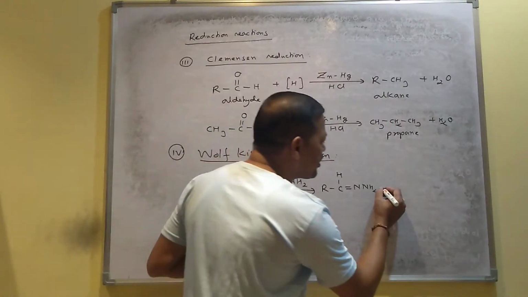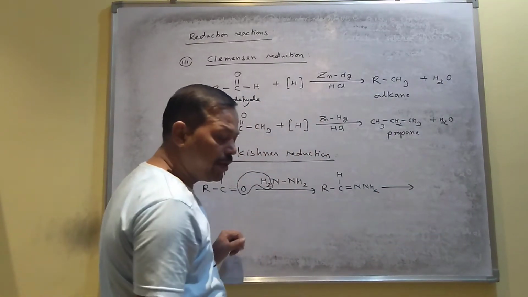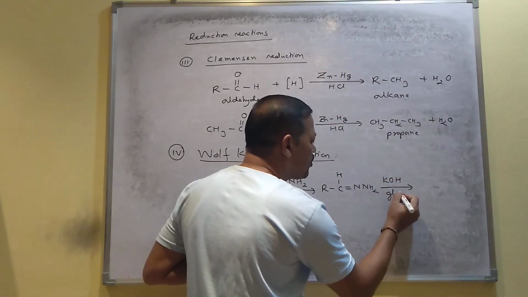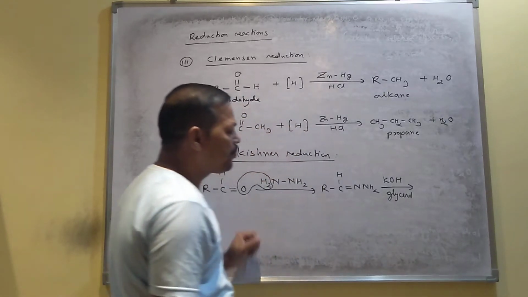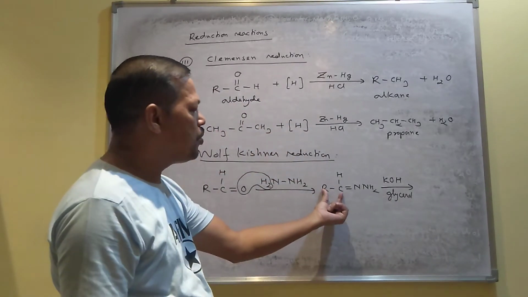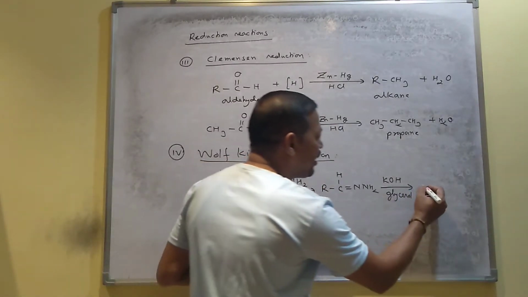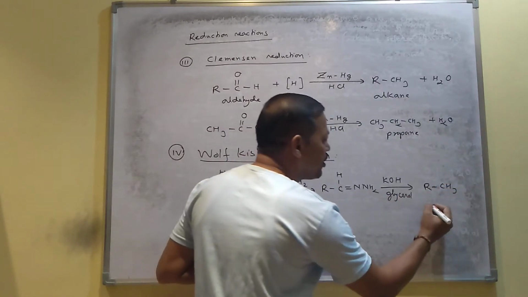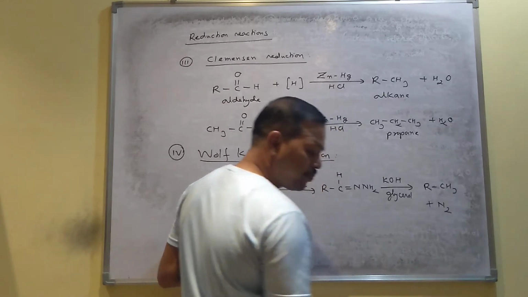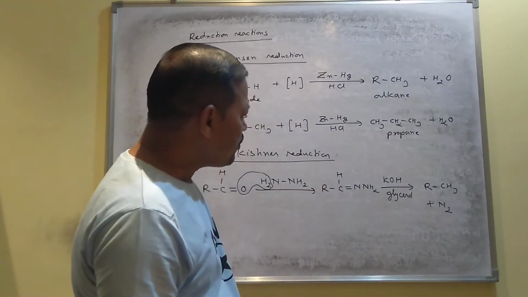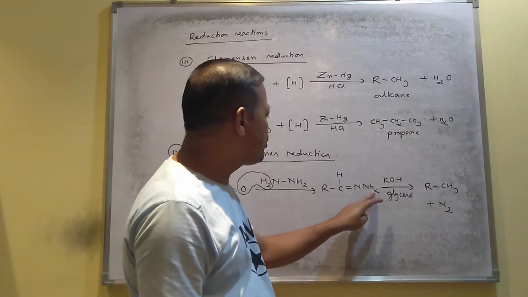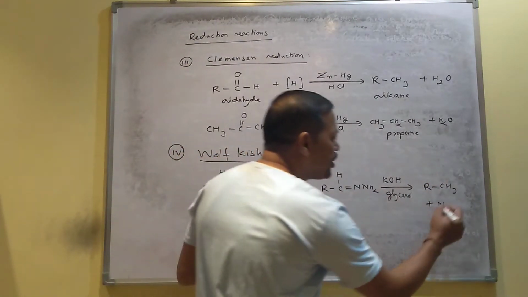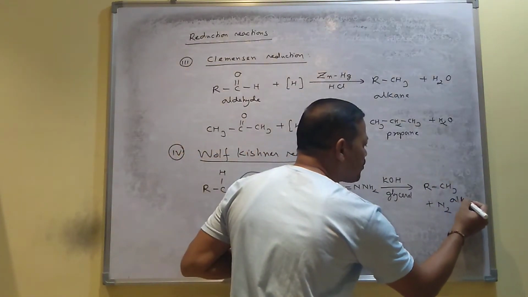After production of this, when you apply potassium hydroxide with glycerol, this is the special reagent, then the compound will be converted to alkane. I mean you will get RCH3, and this nitrogen is removed as nitrogen molecule, and these 2 hydrogen combine with the carbon, ultimately this one is balanced. So here also product you will get as alkane.